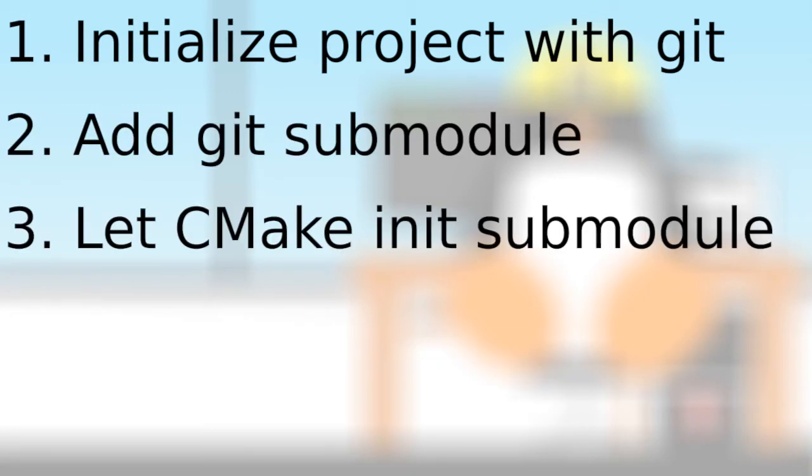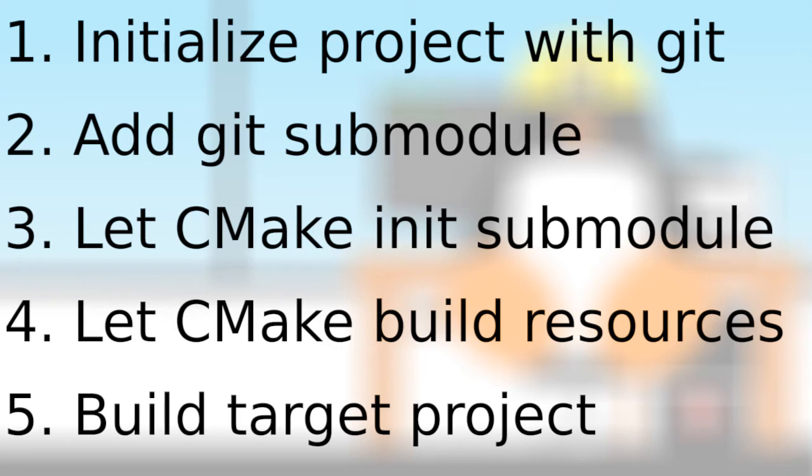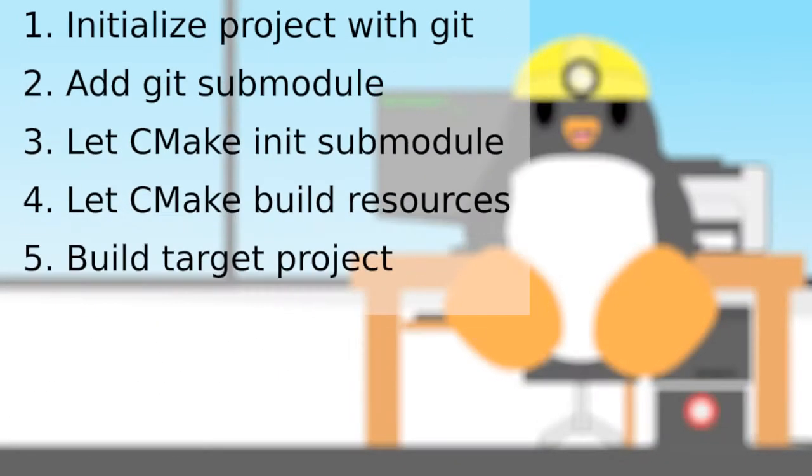Let CMake initialize the submodule. Use the CMake extension to build the resources. Finally, build the target project. We've already gone over steps 1 and 2. Now we'll proceed with step 3.